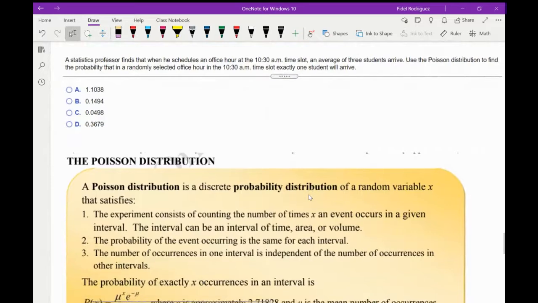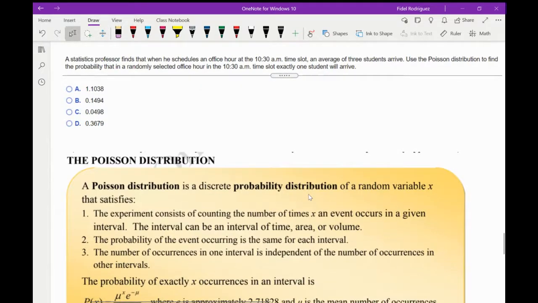So it says, a stats professor finds that when he schedules an office hour at the 10:30 a.m. slot, an average of 3 students arrive. Use the Poisson distribution to find the probability that in a randomly selected office hour in the 10:30 a.m. slot, exactly 1 student arrives.